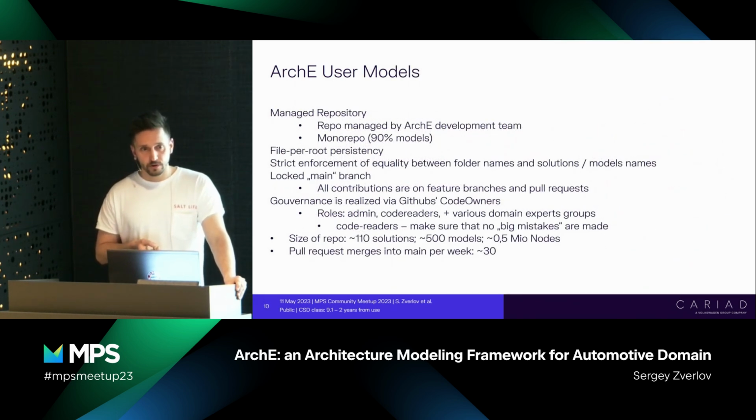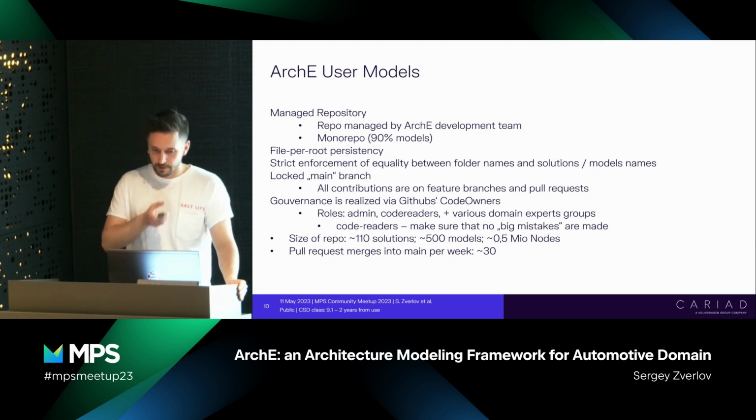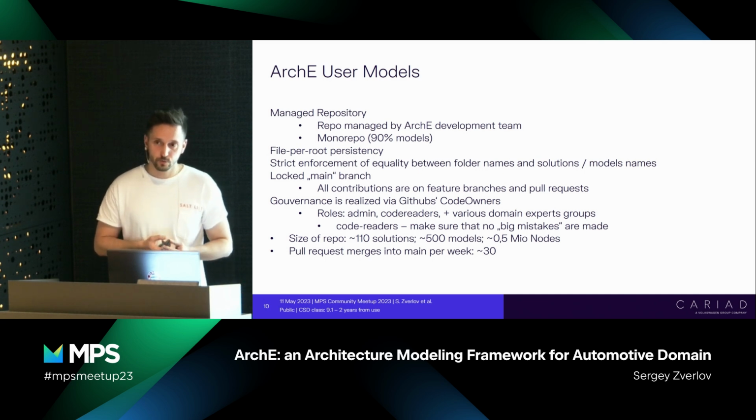When we look at the models, we have managed repositories, managed basically by the ArchE development team. And we try to have a mono-repo approach. I say we try because it doesn't work out for everything. Some models basically need to know basis, so they need to be hidden somewhere, so they cannot be in the same repo as everything else. And then some models are so huge that they actually cause performance problems. So we move them to other repositories, and then load them as dependencies in order to fix the performance issues.